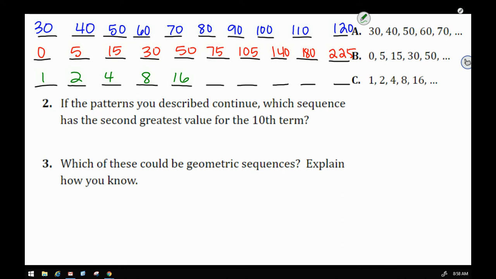All right. Then 32, 64, 128, 256, and then 512. Very nice. 1024, 2048.